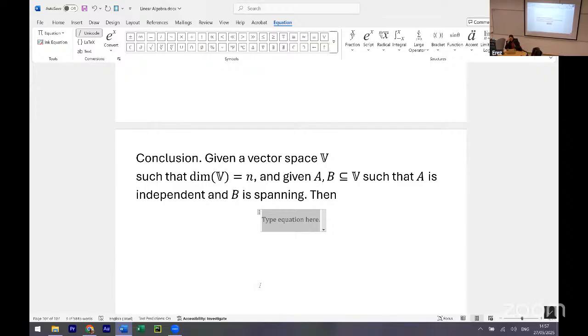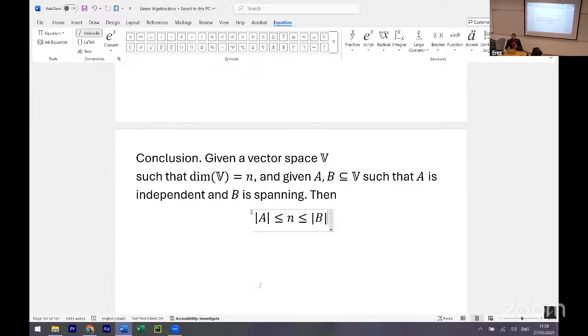The dimension of B is the same as n. B and A do not have dimension. These are just sets, finite sets. So how many elements could there be in an independent set? Less or equal to n, you mean? Exactly. The number of elements of A never surpasses the dimension, and the number of elements in the spanning set is always surpassing the dimension or equal, right?